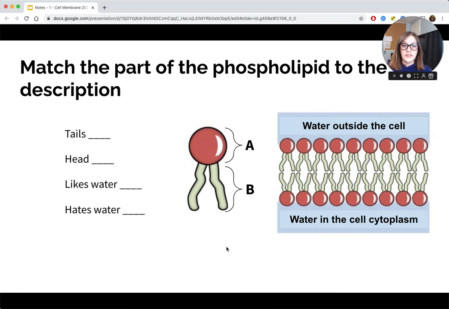Let's check your answers. The tails would be B. The head would be A. A also happens to be the part that likes water. As you can see here, there's water outside and inside the cell, and that's where these balloon structures are arranged. And B is the region that hates water, or is phobic of water.